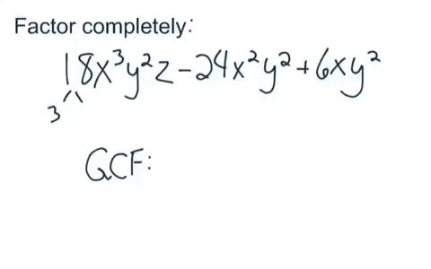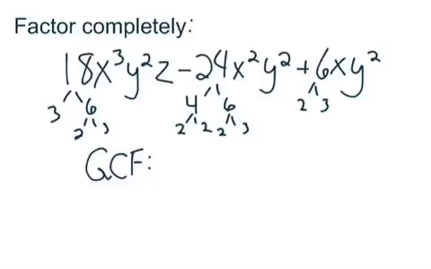We know that this is going to be 3 times 6, which is 2 times 3. This is going to be 4 times 6, which is 2 times 2 and 2 times 3. And this is just 6, which is 2 times 3. Clearly here we can see a common factor, which is the 6, right? So we're going to have 6 in our greatest common factor.